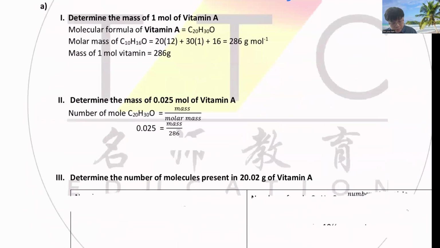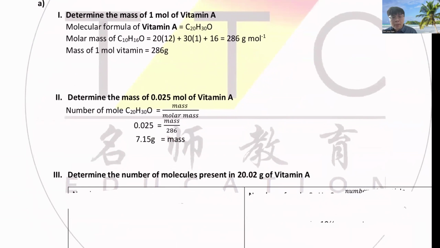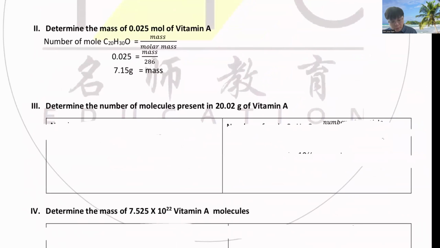Yeah, so you see, from here I was able to get 7.15 gram, if you take 0.025 times 286. Okay, then for the next question, they need you to convert the 20.02 gram. They want you to convert it into how many molecules.